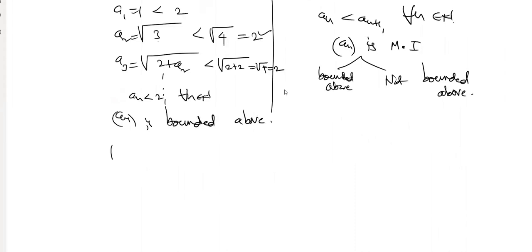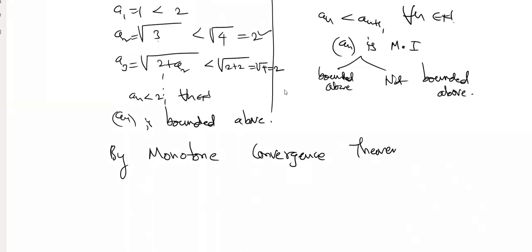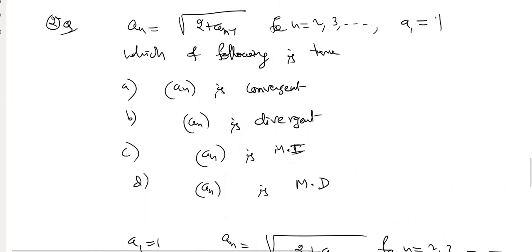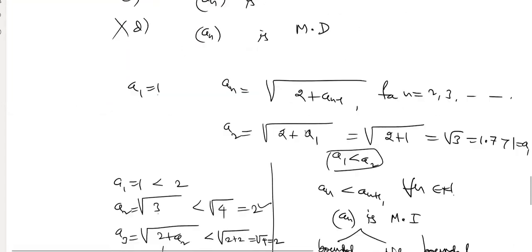Right? Therefore, by the monotone convergence theorem, a_n definitely converges to some limit, a real number. Therefore, the answer is over. Actually, I don't want to compute the limit. What you are given is that you need to find convergent or divergent, increasing or decreasing. So therefore, this is convergent, not divergent. It is monotone increasing. It is not monotone decreasing.